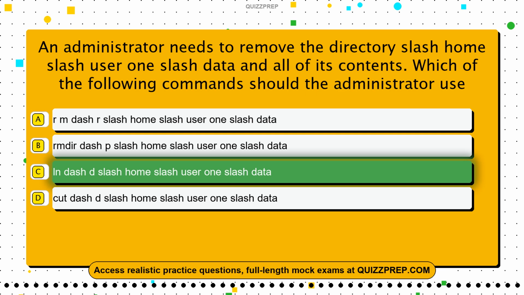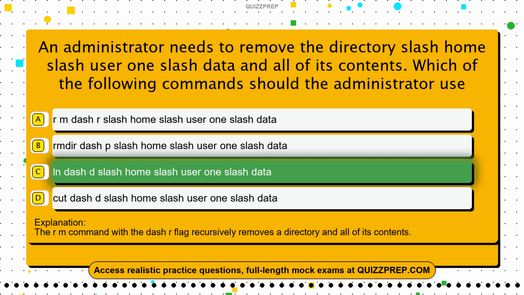The correct answer is option C, ln -d /home/user1/data. The rm command with the dash r flag recursively removes a directory and all of its contents.